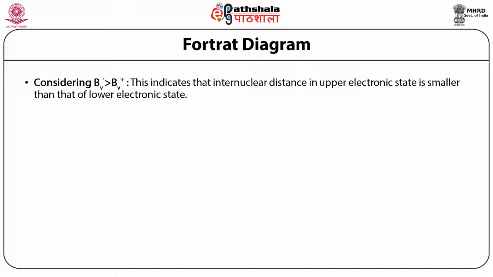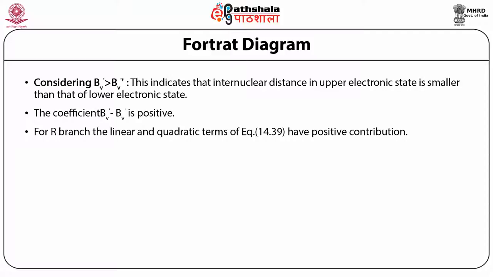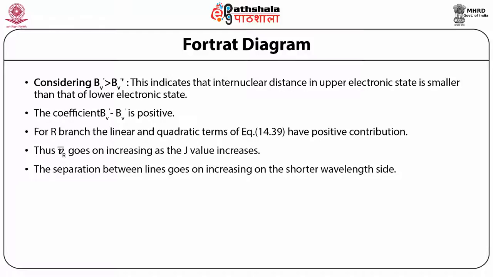Considering B nu prime greater than B nu double prime, this indicates that the internuclear distance in the upper electronic state is smaller than that of the lower electronic state. The coefficient B nu prime minus B nu double prime is positive. For the R branch, the linear and quadratic terms of the equation have positive contribution. Thus, nu R goes on increasing as the J value increases. The separation between lines goes on increasing on the shorter wavelength side.